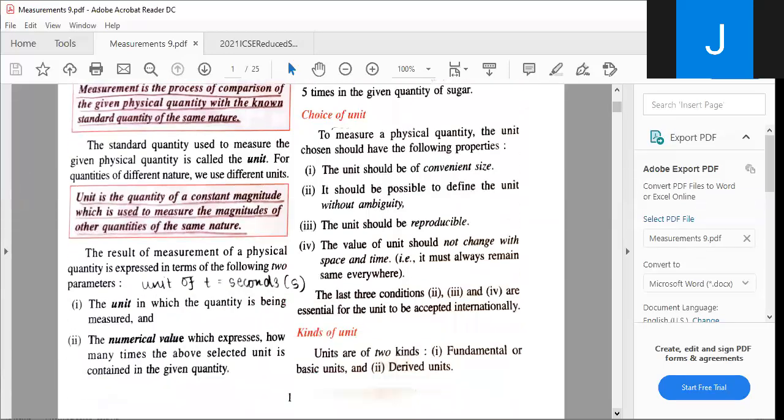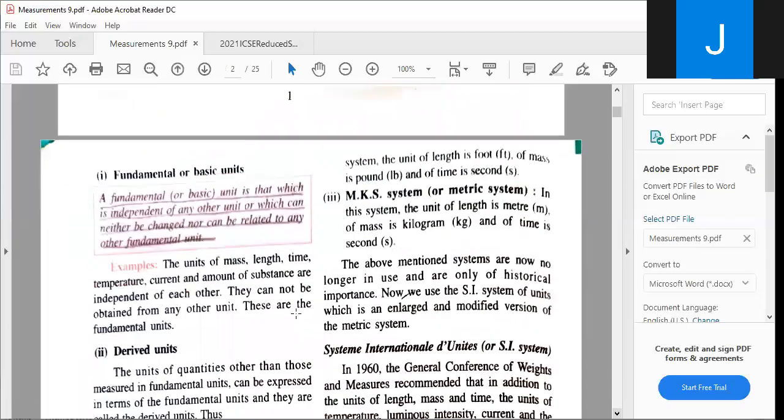Okay, so what units do we have? I'm just skipping something. So what units do we have? Mass, so this is of one nature. The second nature is length. The third nature is time. The fourth is temperature, then current, and amount of substance. Now these are all fundamental units. These units are independent of any other unit. That means mass is not dependent on length, or length is not dependent on time. And these units can never be changed nor can be related to any other fundamental unit.